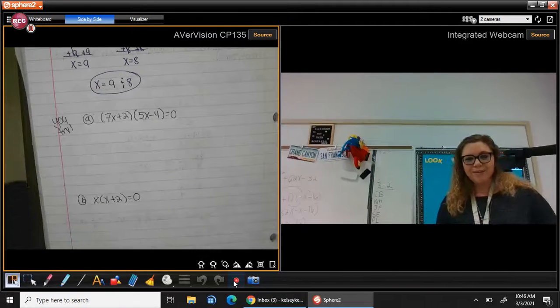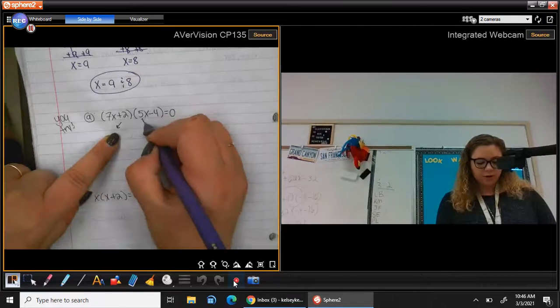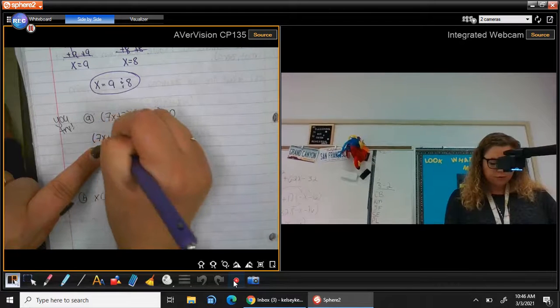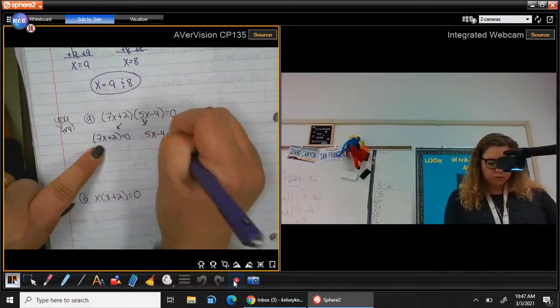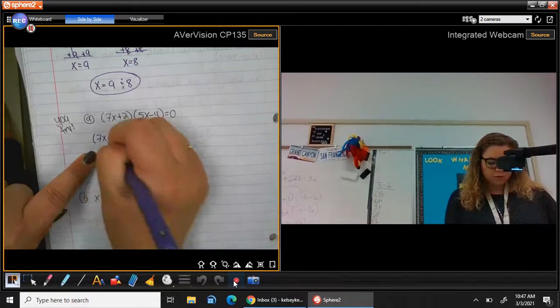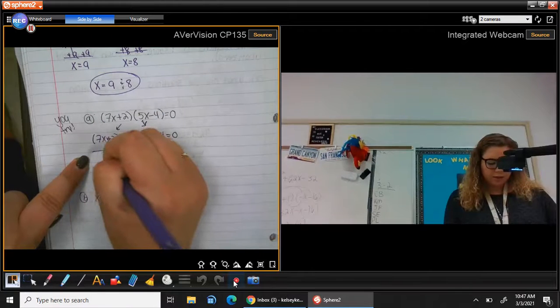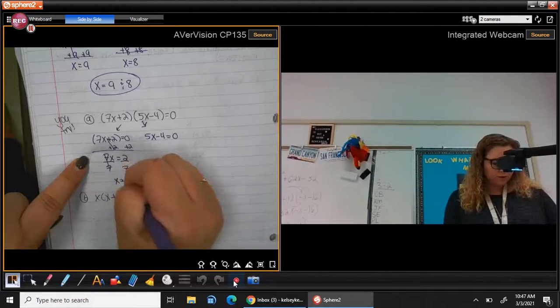Welcome back. This is in factored form, so I'm going to break each apart and set it equal to 0. And then solve for x. Add 2 to both sides. 7x equals 2. Divide by 7 on both sides, x equals 2/7.